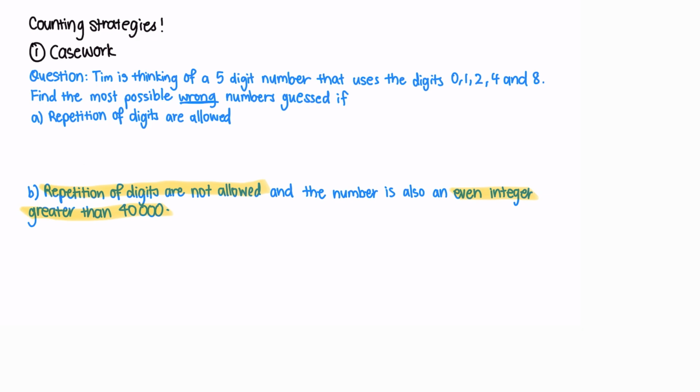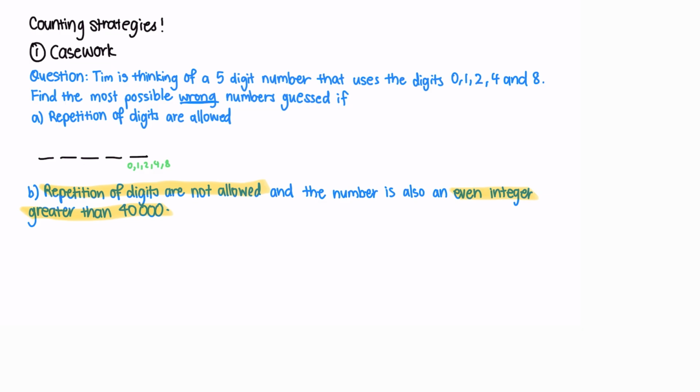Tim is thinking of a 5-digit number that uses the digits 0, 1, 2, 4, and 8. Find the most possible wrong numbers guessed if repetition of digits is allowed. So let's look at this. If repetition of digits is allowed, let's write my 5-digit number first. This means that in all the spaces, I can have 0, 1, 2, 4, and 8. Over here, I can also have 0, 1, 2, 4, and 8.